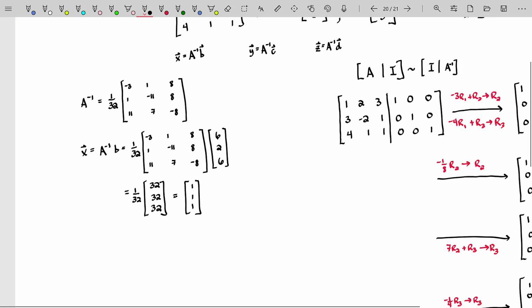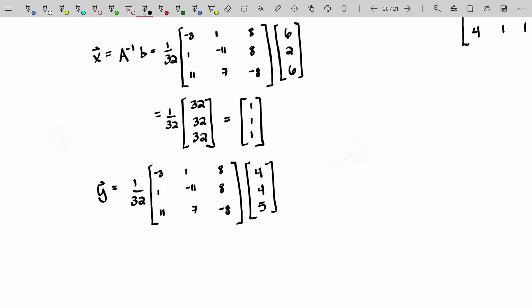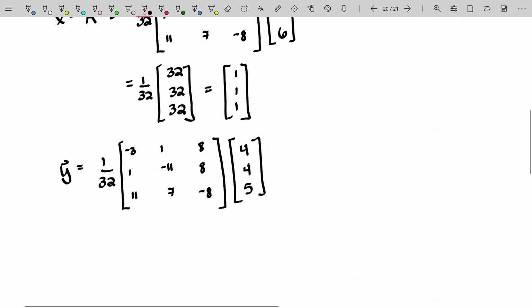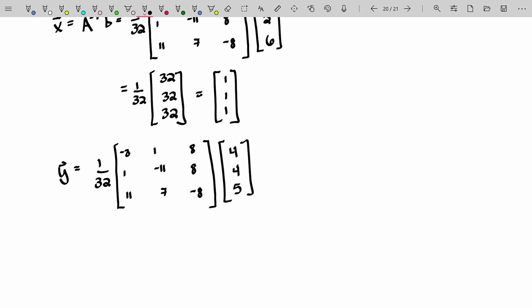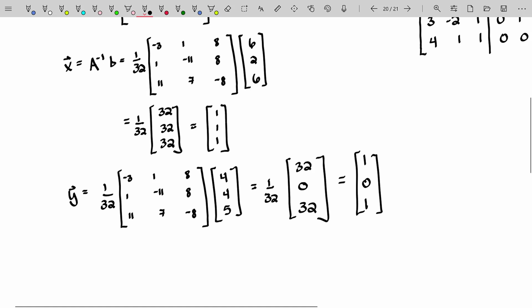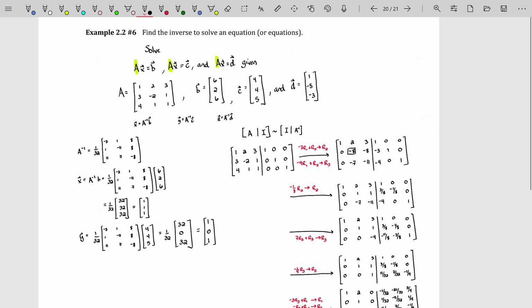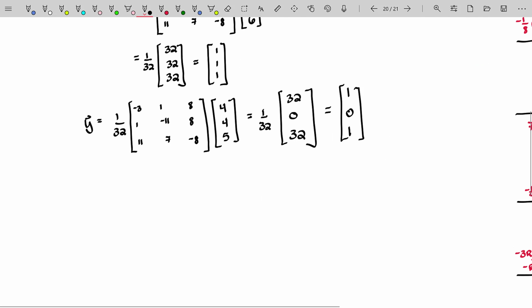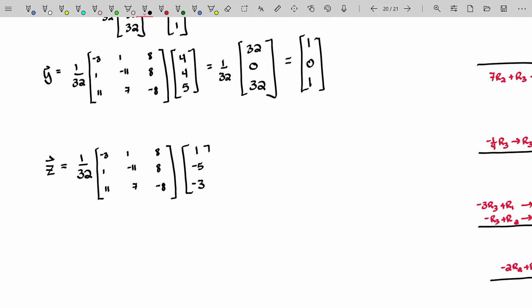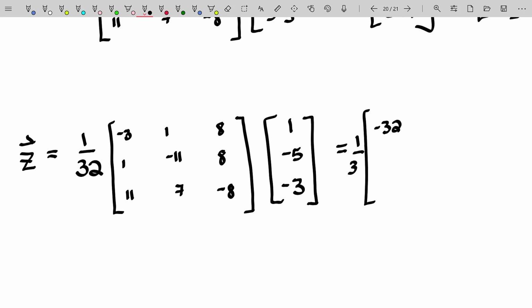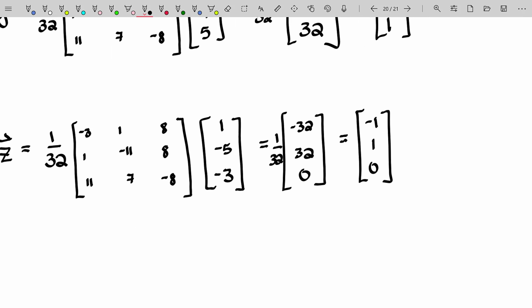Doing the next one, this is A inverse c. That's what y is equal to. So doing this multiplication, we get that y is the vector 1, 0, 1. And finally, working with z here, z is A inverse d. Doing that multiplication, we get the vector -1, 1, 0.